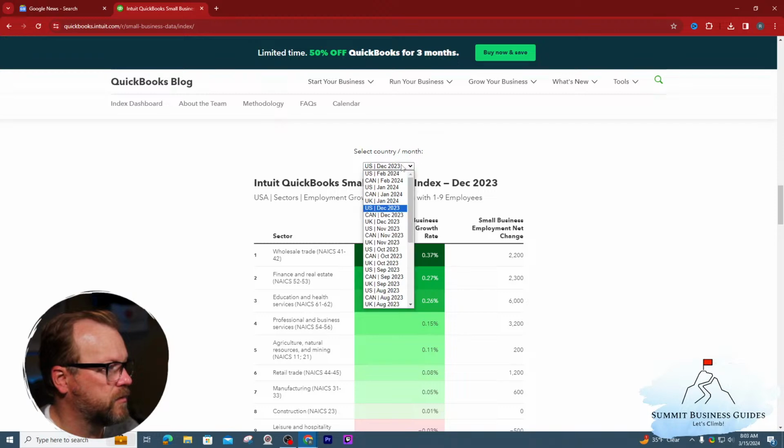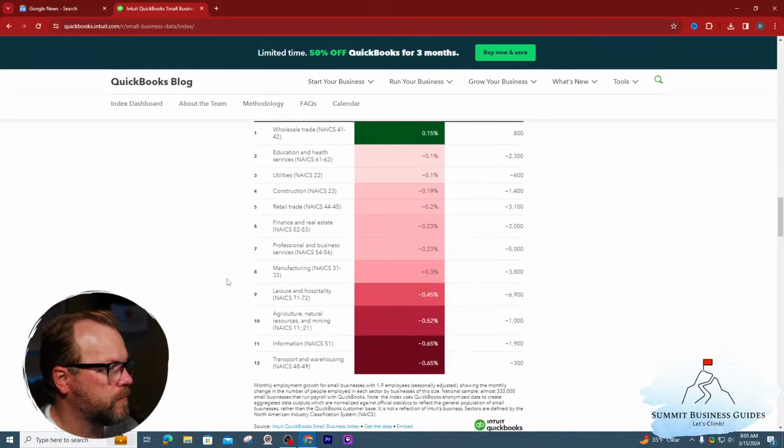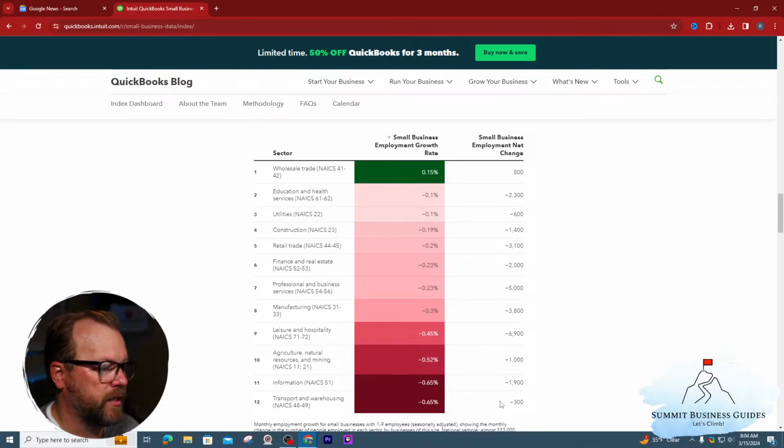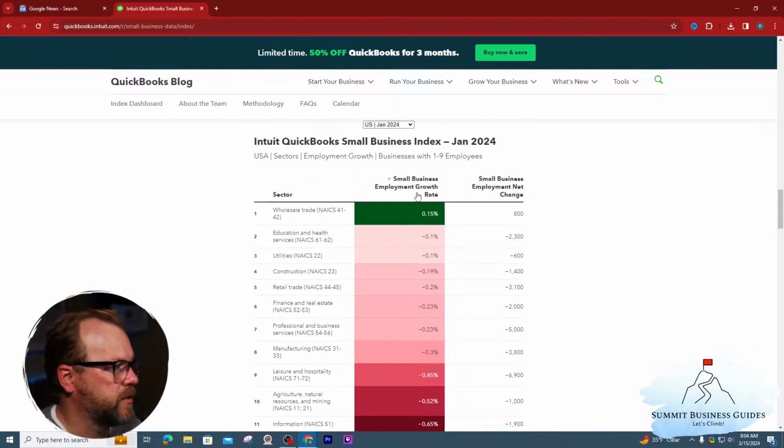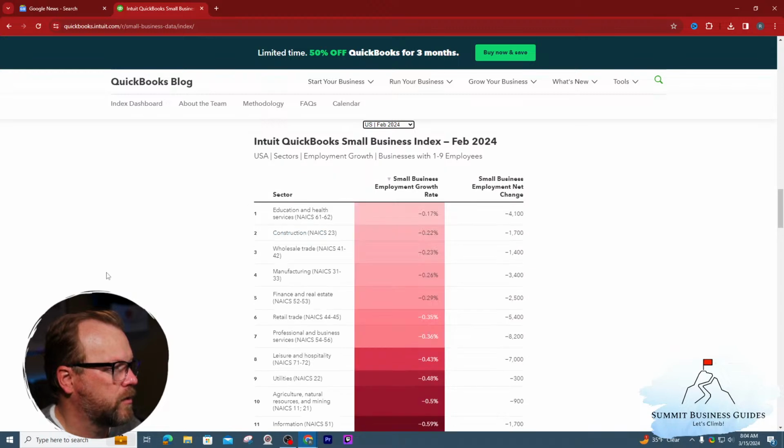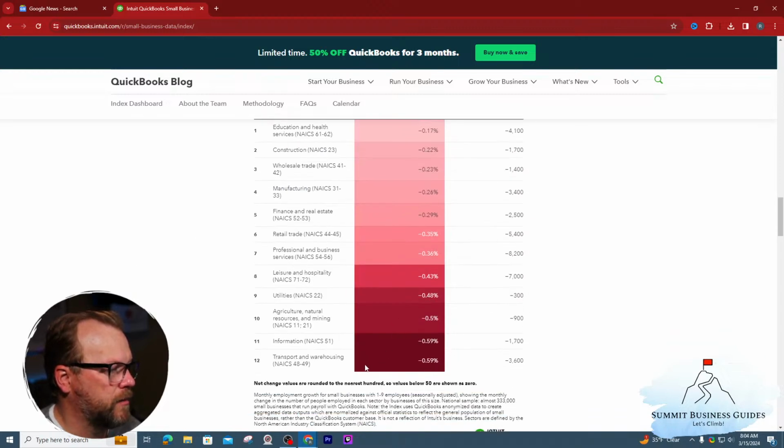So let's get to January. Still losing. Again, it's only 300 jobs here, but again, every one of those, if half of those are truckers, that's a thing. Information, agricultural, leisure. And you can go through this thing, see where it's at. Again, wholesale trade. Let's get the last one for February just for comparison's sake. Everybody was losing jobs. And again here, transport and warehousing, 3,600 jobs.